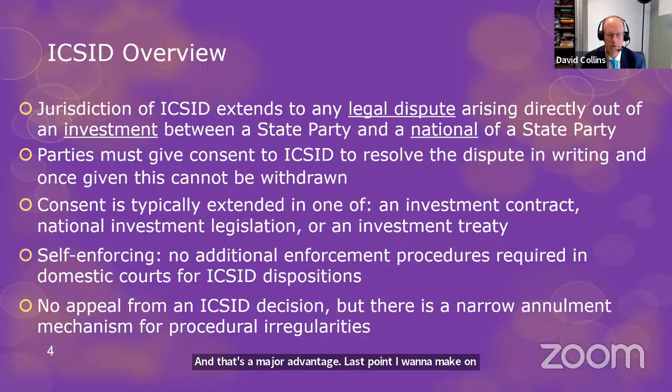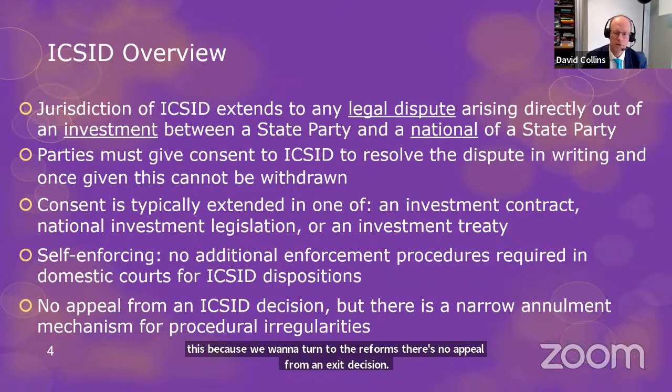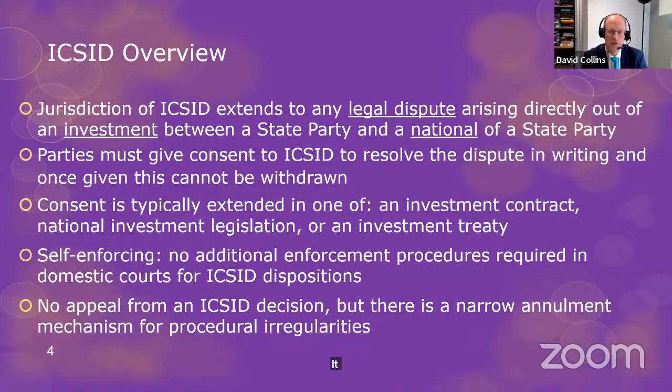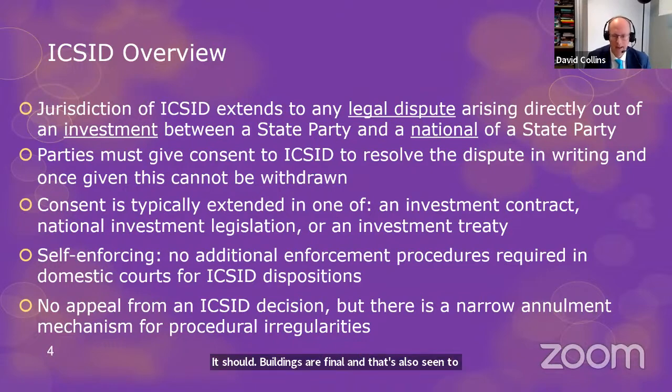Last point I want to make on an overview, because I don't want to spend too much time on this because we want to turn to the reforms. There's no appeal from an ICSID decision. ICSID rulings are final, and that's also seen to be an advantage because it provides finality and closure, shortens the time frame, and so on. However, as you probably know, there is a narrow annulment procedure, which is only for procedural irregularity. So it's not for mistakes of law, it's for errors of procedure, such as failure to give reasons, improperly constituted tribunal, and so on. Very narrow grounds. It tends to be used a lot, but in some cases inappropriately, but it is a very narrow procedure.